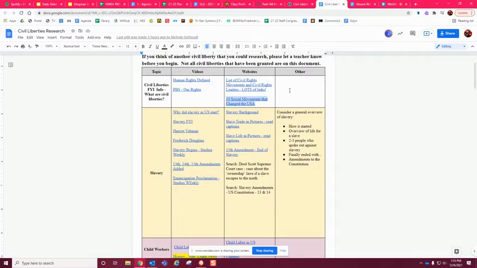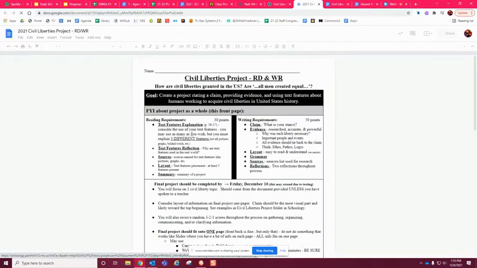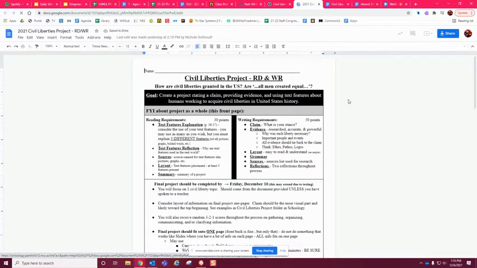Now, something that we have in here as well is this project expectation and graphic organizer. Some of you actually have a copy of this already in your sandbox, and maybe you already have it at home with you. If you do, awesome. If not, that's okay. You can look here.